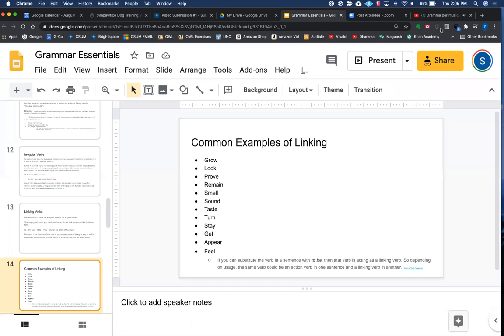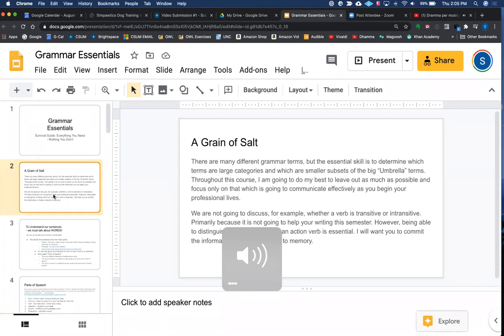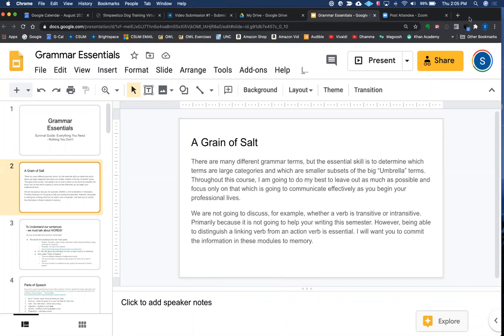I'm going to minimize that, bring that over. Is that grammar essential? Oh no, I'm sorry. That's a big loud thing. Hold on. There we go. You were saying, go ahead. Is this on Brightspace, your PowerPoint? Yeah. All right. Let's go to Brightspace right now.